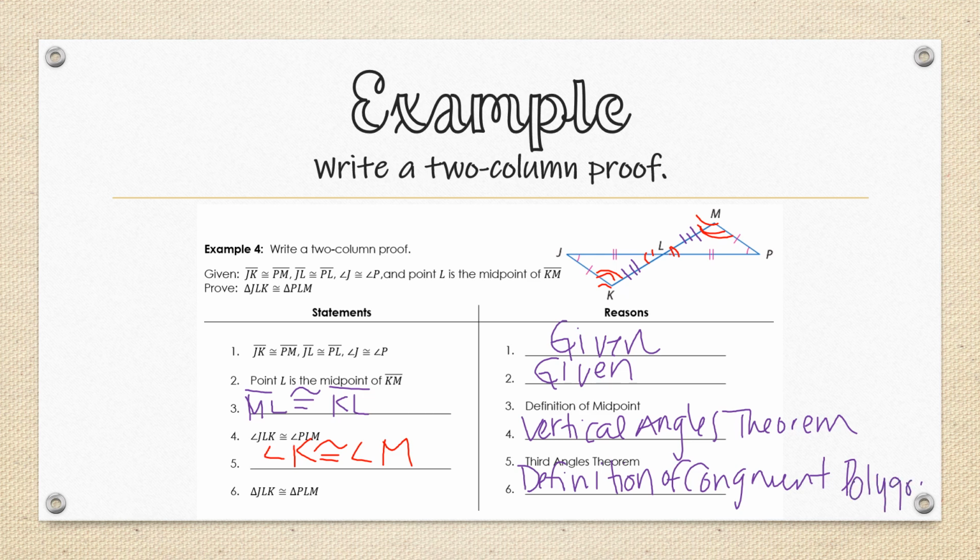And in our upcoming lessons, we're going to find a way where we can shorten this. There are going to be quicker ways to prove that two triangles are congruent. But this works for triangles or anything, any shape beyond triangles as well. You would not be able to use the third angles theorem unless it was a triangle.